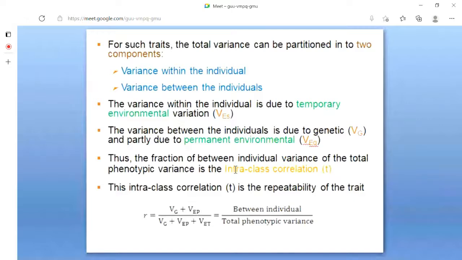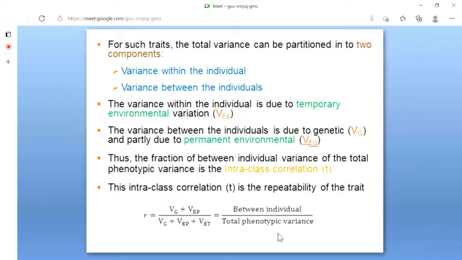Thus, the fraction of the between-individual variance in the total phenotypic variance is the interclass correlation that we have discussed in heritability also. Here it is VG plus VEP, where VEP is the permanent environmental variance, and VET is the temporary environmental variance. All together, this is the total phenotypic variance. Out of this phenotypic variance, you have VG plus the permanent environmental variance. This ratio we call the repeatability.